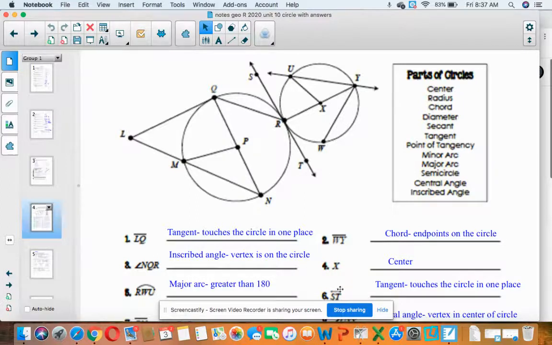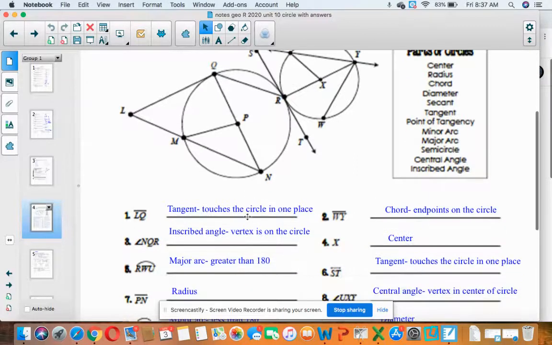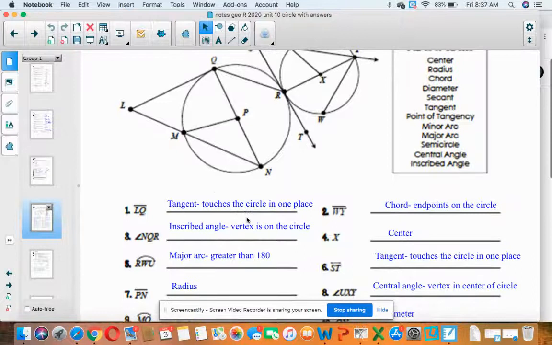Number 6 is just ST. ST is this line. It's actually going in between both circles, but it's just touching each of those circles once. So ST would be referred to as a tangent line. PN, number 7, PN is right here. PN is a radius of a circle. So a radius of a circle starts at the center and then it goes to the end of the circle.